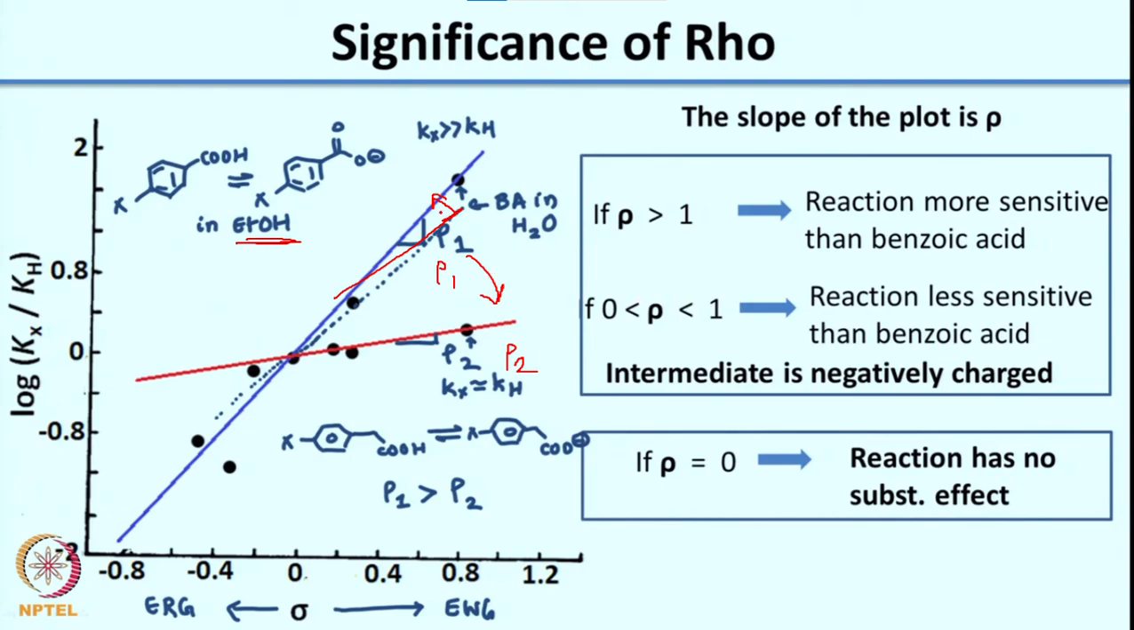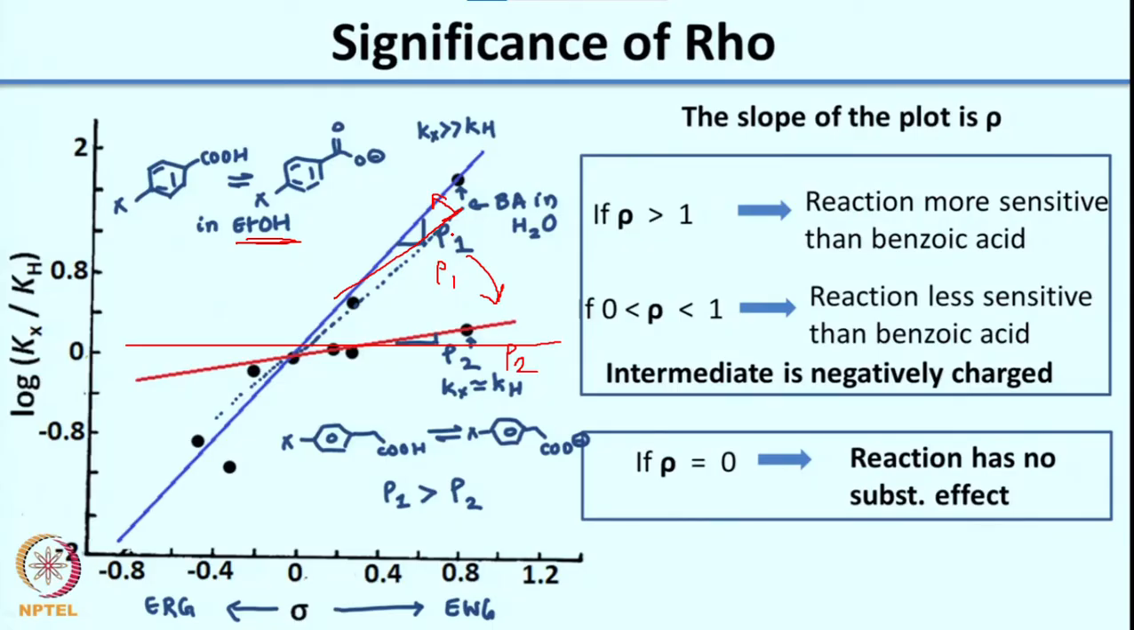So when the rho is greater than the benzoic acid rho, that means the reaction is more sensitive and it is more reactive. But when the rho value decreases compared to the benzoic acid, that means the reaction is less sensitive compared to the benzoic acid, right? And if rho is equal to 0, that means the reaction has no substrate effect. 0 will look like this, a straight line. So if it's slightly greater, that means it slightly depends on the substrate effect.